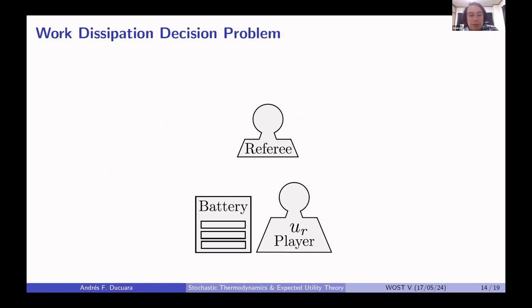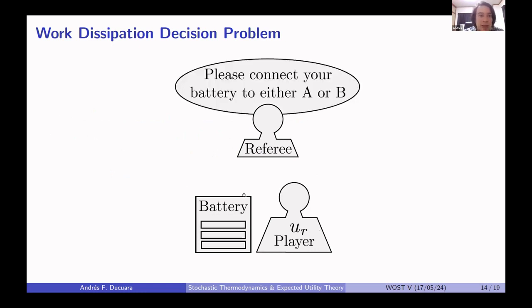We're going to have a referee and a player. The player is represented by the specific utility function we introduced before. The player is going to have some battery. Then the referee comes along and says, you're going to have to pay with some energy, so please connect your battery to either option A or option B.